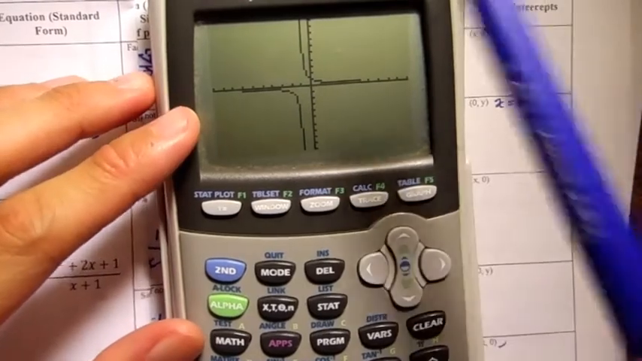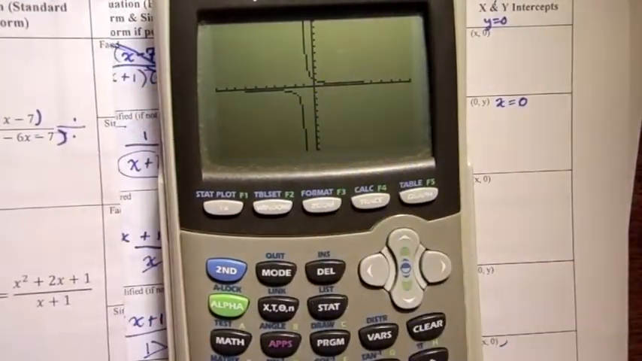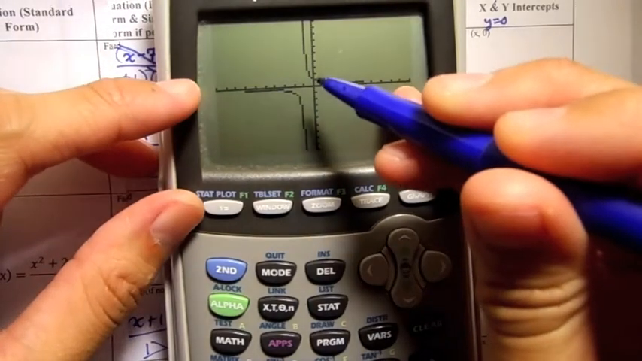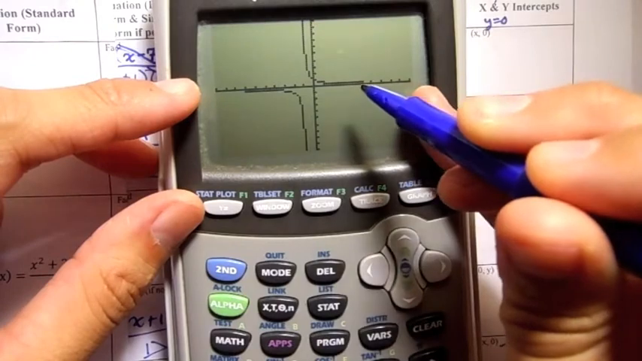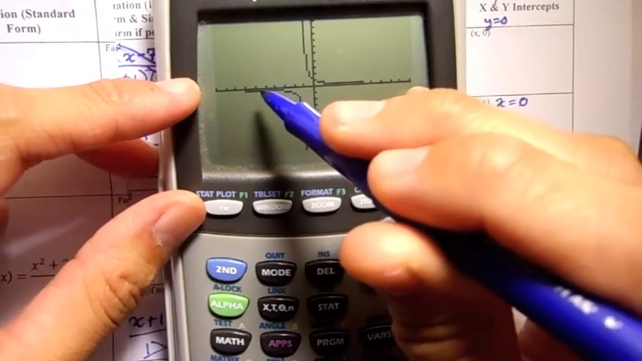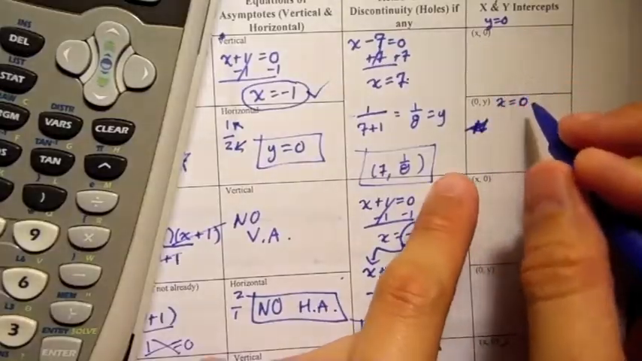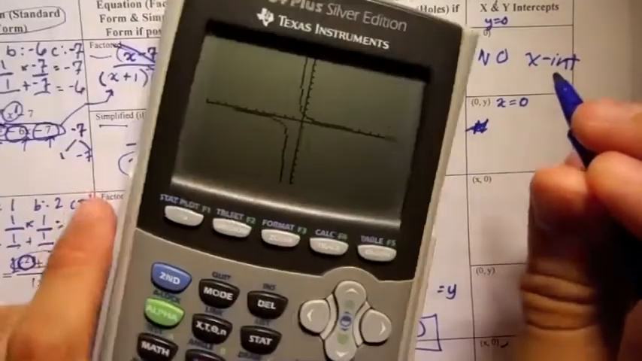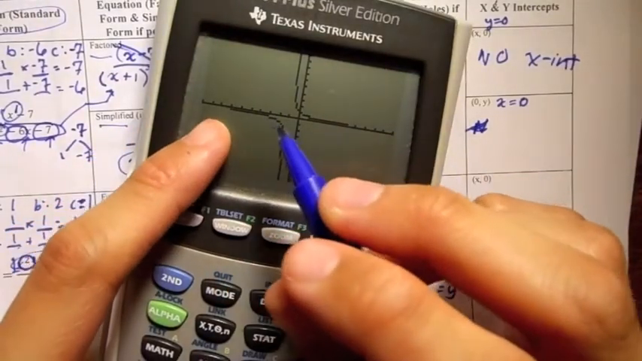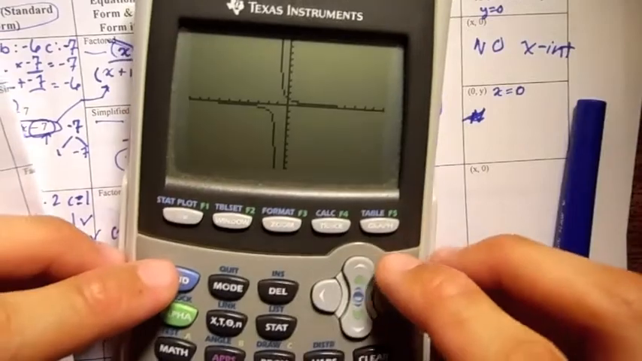Well, looking over here, I can see that I have a y-intercept, meaning I can see that my graph crosses the y-axis at some point. But because of the horizontal asymptote at y equals 0, at no point will my graph cross the x-axis. I can already see that there is no x-intercept, because there is no place where my graph will cross the x-axis. Now for your y-intercept, this is how you can find it.